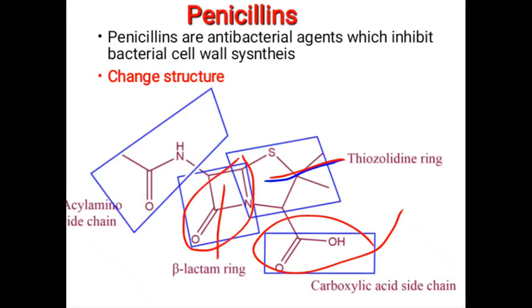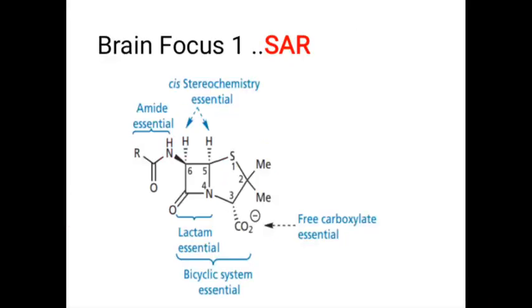we have a beta-lactam ring, and lastly we have the acylamine side chain. The four-membered beta-lactam is fused to a 5-membered ring. Together we call it a bicyclic ring system. Okay, so we are now looking at the structure-activity relationship, which is brain focus number 1. So we have to focus deeply on this structure and its components.